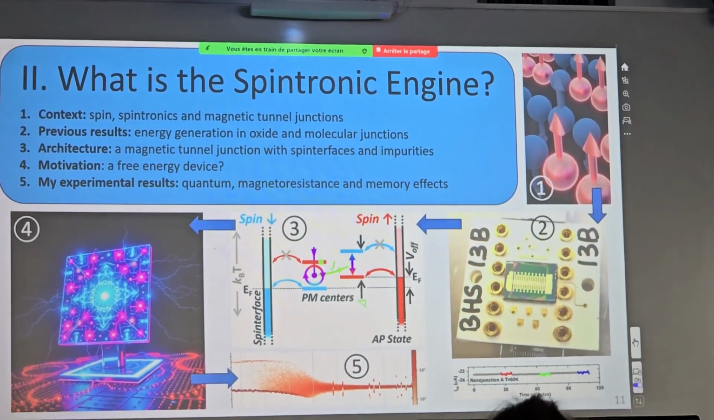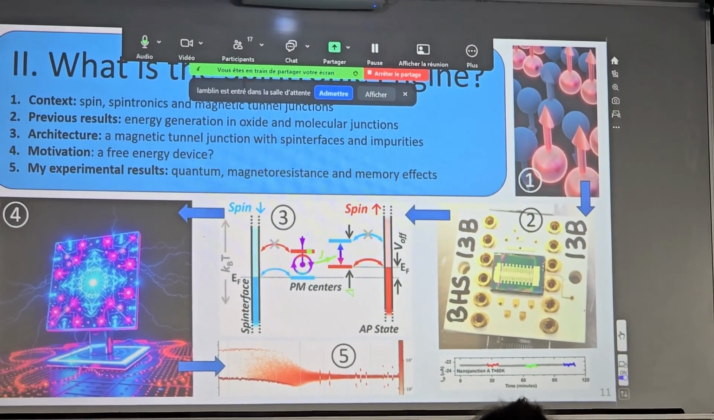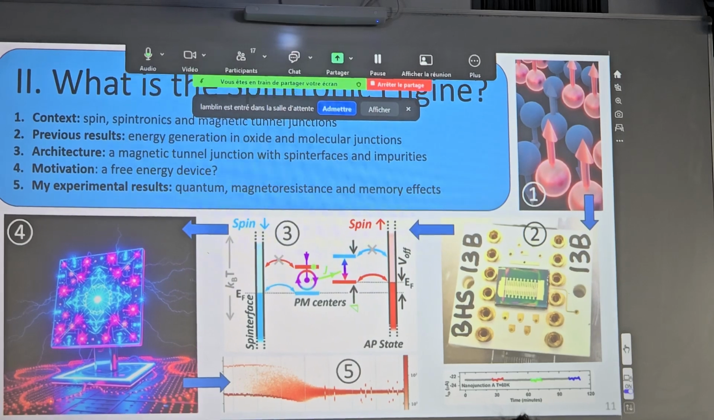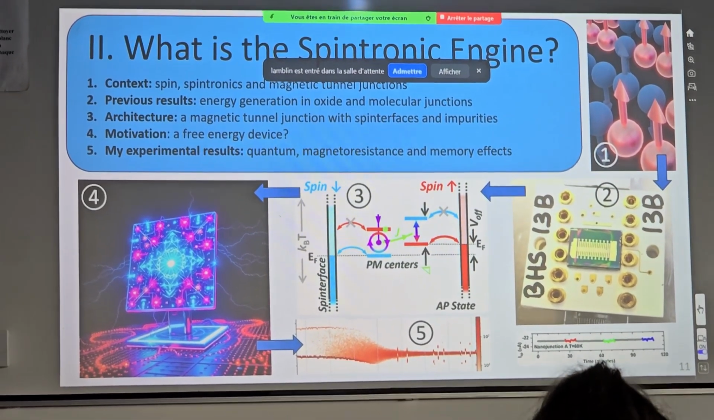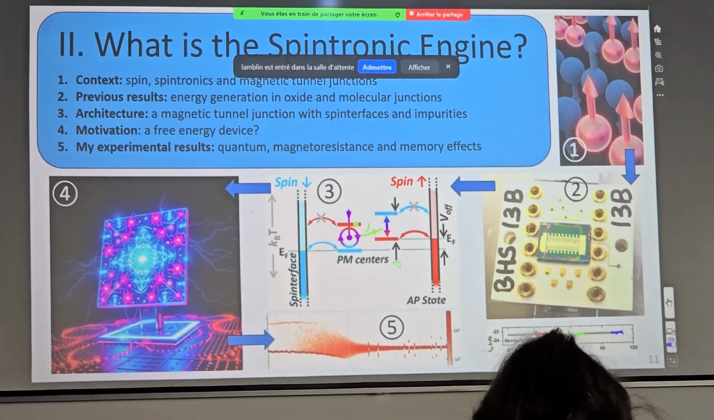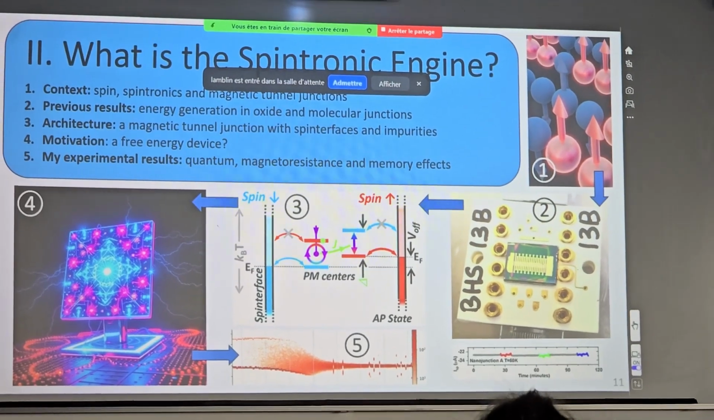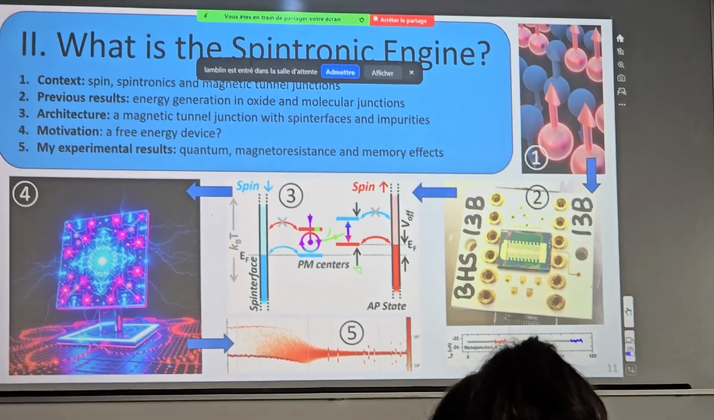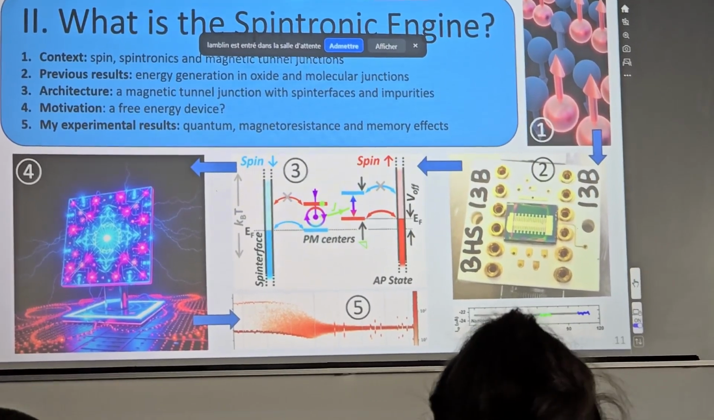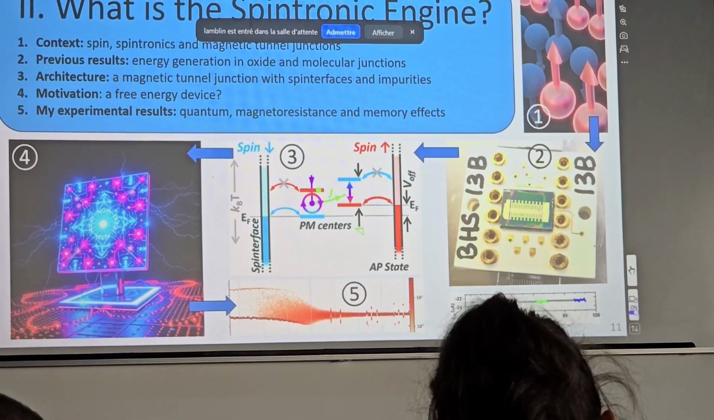So in this context, I claim that the Spintronic engine is one such device that can potentially use quantum mechanics to our advantage to produce electricity in a revolutionary way. So what's the Spintronic engine? In this second part, I will first give you some context on spintronics, and then describe the architecture of the device, and present the experimental results I have obtained.